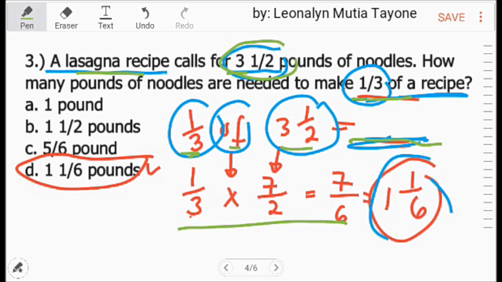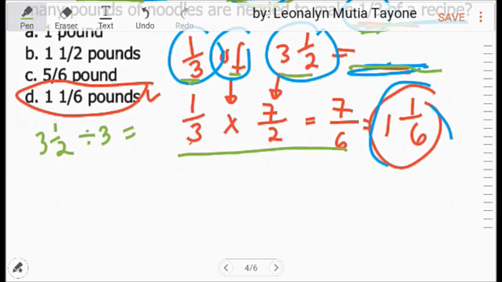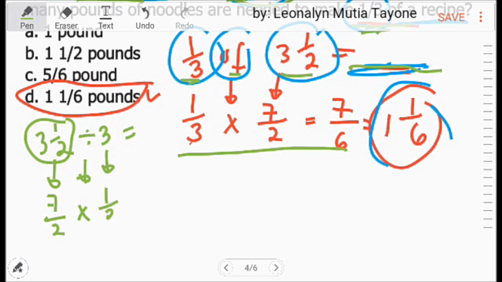Another way of solving is 3 and 1/2, 1/3 lang. So, i-divide natin ng 3. So, kung i-divide natin ng 3, itong 3 and 1/2, gawin nating improper fraction, so 7 over 2. Division maging multiplication, itong si 3, kasi dinivide natin ng 3 ito. So, ang reciprocal ng 3, which is 1/3. So, ganun pa rin. 7 over 6 pa rin ang sagot, and that is equivalent to 1 and 1/6.